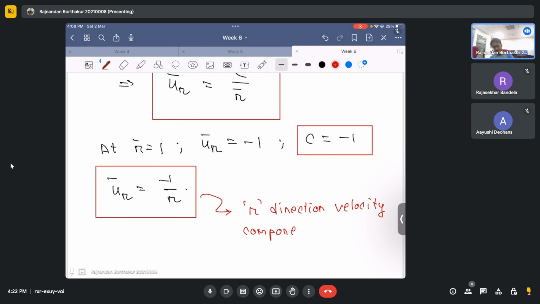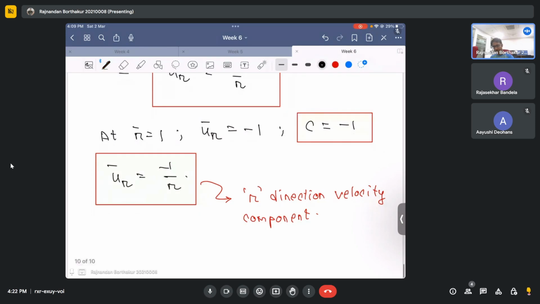But we are not done yet, right? Because we need two more things, the u theta and the pressure. So now can you tell me how do we calculate u theta? Based on the fact that you know what is your u_r bar, how do we calculate this u theta? Can you give me some hints?